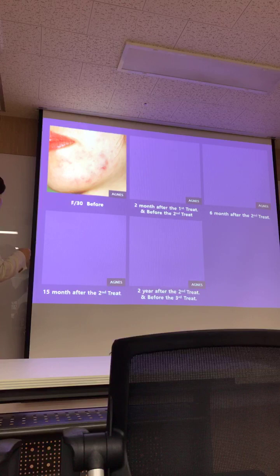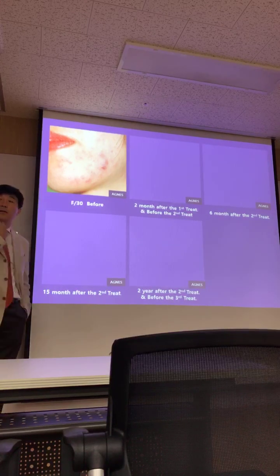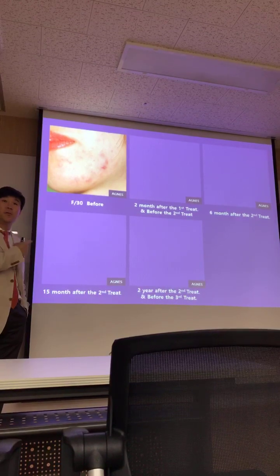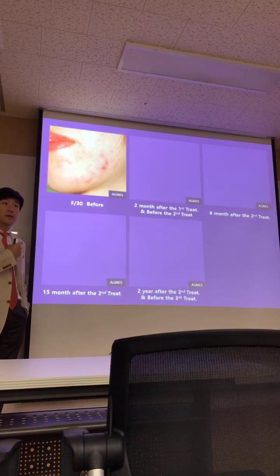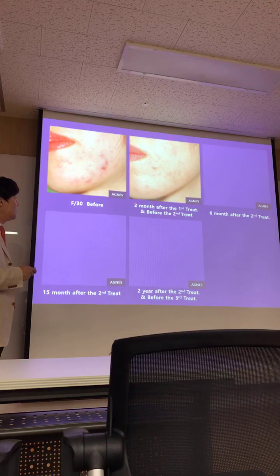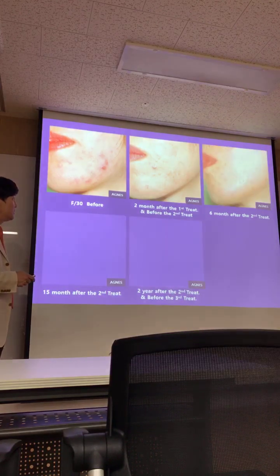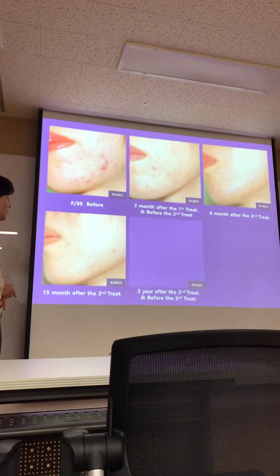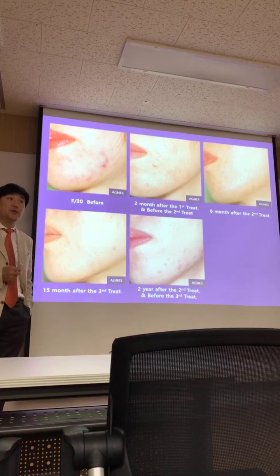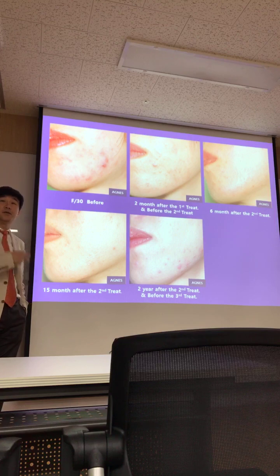She has very typical perioral recurrent, relapsing acne. This is the most common female adult type acne, especially in the premenstrual period. This is 2 months after the first treatment, and 1 more treatment. This is 6 months after the second treatment, 15 months. And 2 years after the second treatment, she showed a new lesion, so I gave a third treatment at this time. So she got only 3 sessions in 2 years and 2 months.